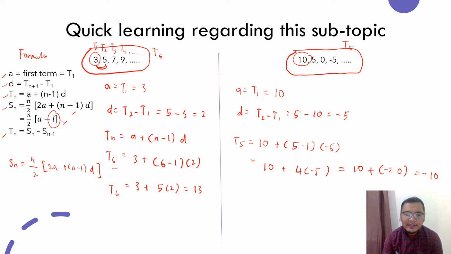Sn, I forgot to explain what Sn is. Sn means sum of terms. We want to find S4. S4 means that we need T1 plus T2 plus T3 plus T4. So we want to use the formula to solve this sum of 4.